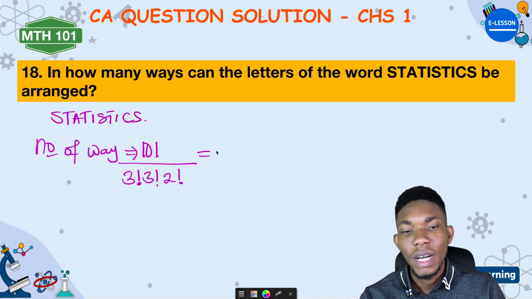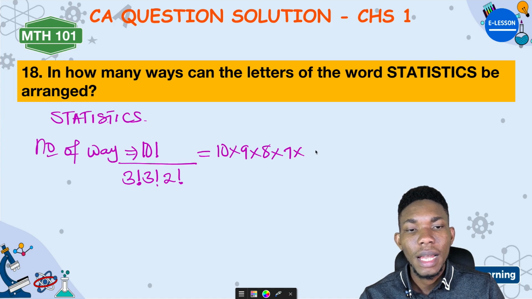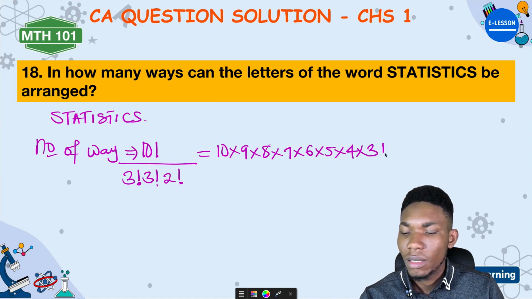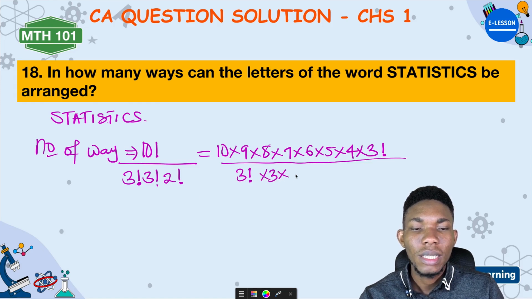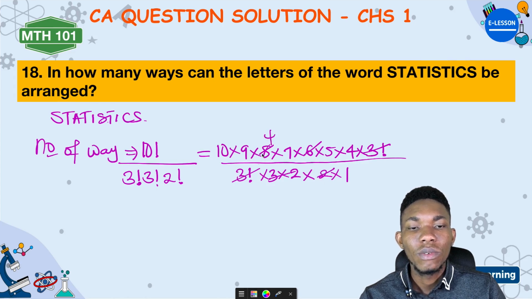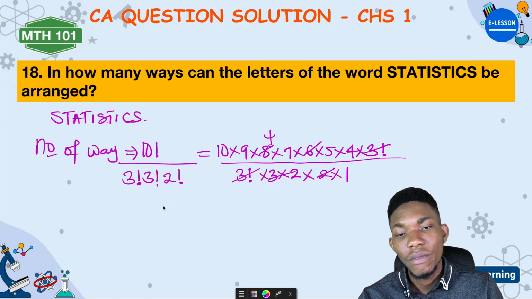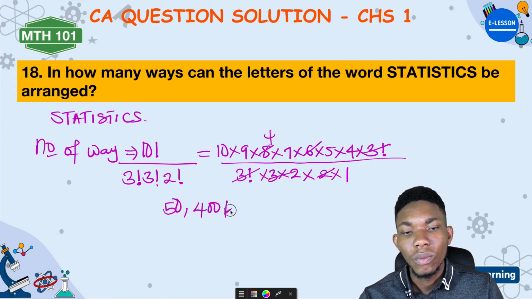So this will give us 10 factorial, which is 10 times 9 times 8 times 7 times 6 times 5 times 4 times 3 factorial, all divided by 3 factorial times 3 factorial times 2 factorial. This 3 factorial can also be written as 3 times 2. 2 factorial can be written as 2 times 1. 3 factorial cancels 3 factorial. 3 times 2 will give us 6, so we can cancel 6 from here. 2 going into here gives us 4. When you multiply everything you have here together, that will give us 50,400 ways.